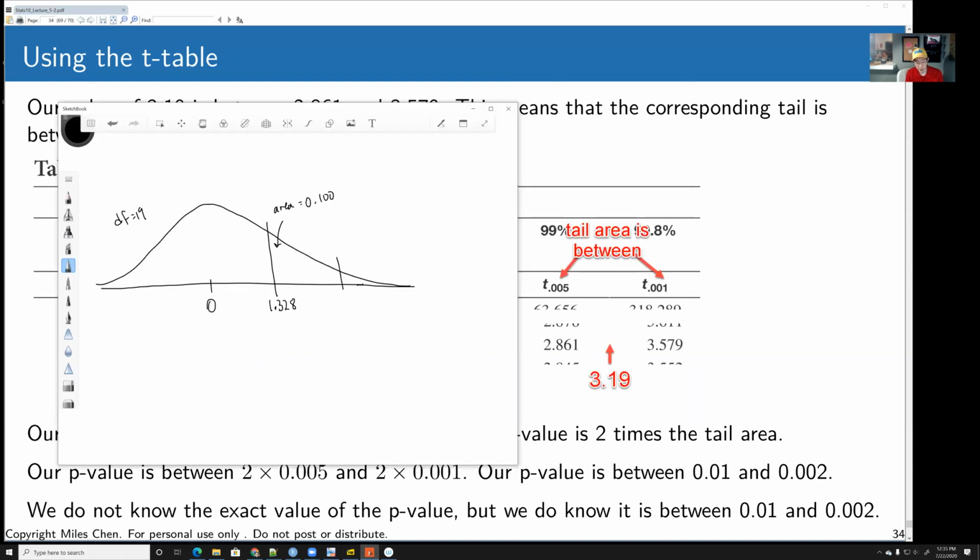And as I go further out, if I go to 2.861, this area is equal to 0.005. And as I go further out to 3.579, this area right here is going to be 0.001. And what I'm doing is coming along and saying, let's draw a line at 3.19. How much am I shading in here? What is this area?